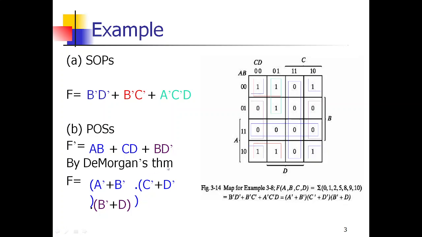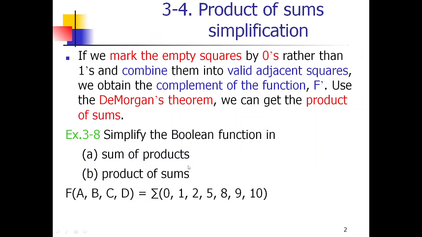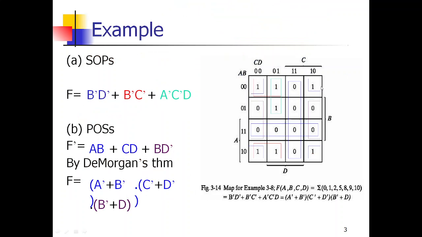So listen, if the problem is given as summation, then we have to consider the min terms which are not given in the problem. Those have to be plotted as 0, and as usual we make the mapping and write the product term. While writing the product term, we consider the Boolean function as f dash, and taking the complement on both sides, we are able to obtain the product of sums.